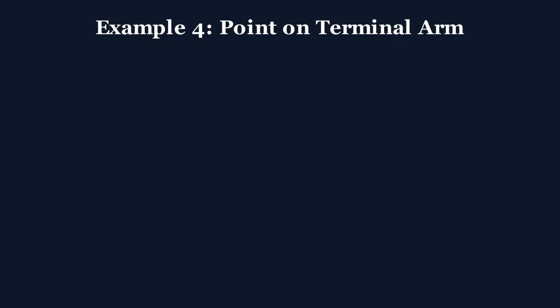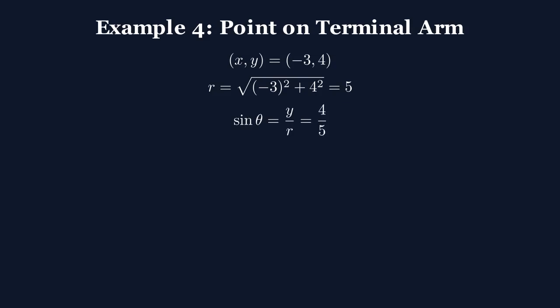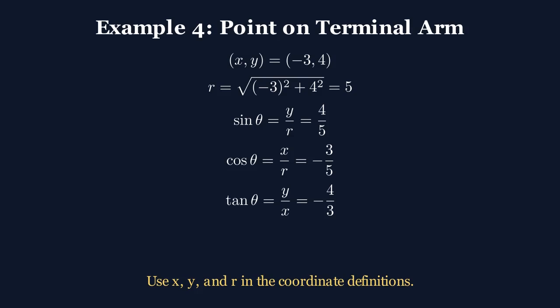Example 4. A point on the terminal arm is negative 3, 4. Find sine, cosine, and tangent. First calculate r using the distance formula. r equals the square root of negative 3 squared plus 4 squared, which is 5. Sine is y over r, so sine theta is 4/5. Cosine is x over r, so cosine theta is negative 3/5. Tangent is y over x, so tangent theta is negative 4/3.